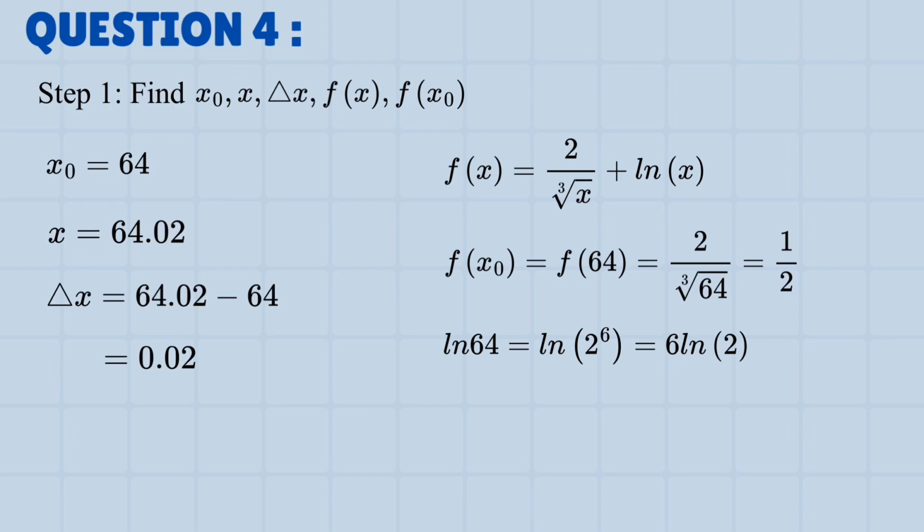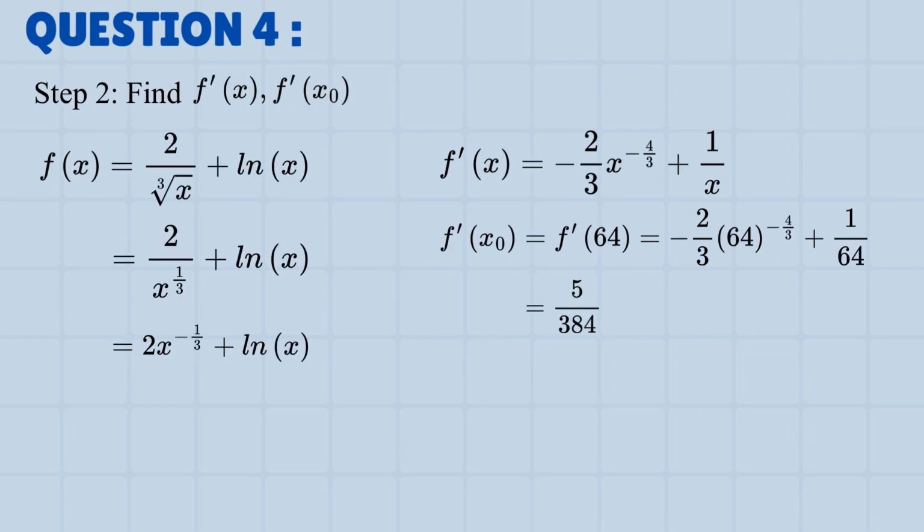Next, we look at the ln of 64. 64 is the same as 2 to the power of 6. So the ln of 64 is just 6 times ln of 2. Step 2, find the derivative f prime of x and f prime of x naught. So the function will become 2x to the power of negative 1 over 3 plus ln of x. So the derivative is negative 2 over 3 x to the negative 4 over 3 plus 1 over x. Now we will evaluate this at x equals 64, and we will get 5 over 384.